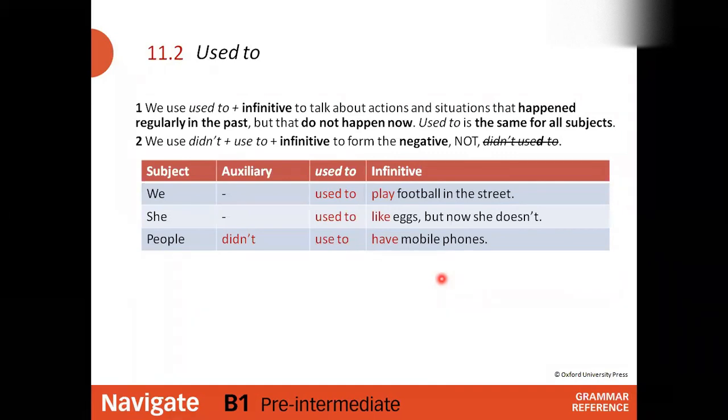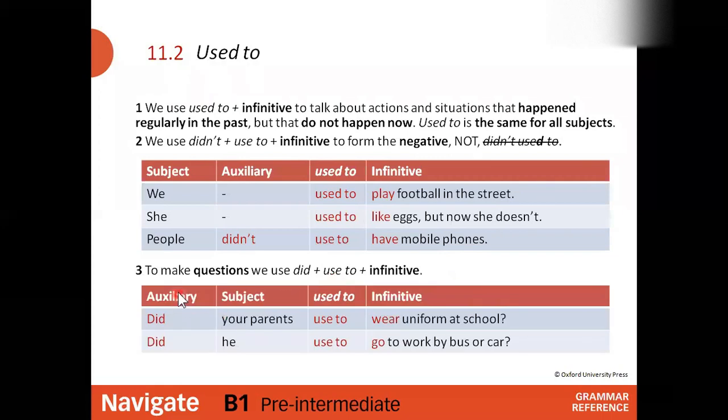Next rule. To make questions, we use did plus use to plus infinitive. So there is no D, if you have noticed. The structure is auxiliary at the beginning of the sentence, then subject, then use to without D, then infinitive. So, did your parents use to wear uniform at school? It means now your parents don't go to school, but when they went to school, did they use to wear? All right.